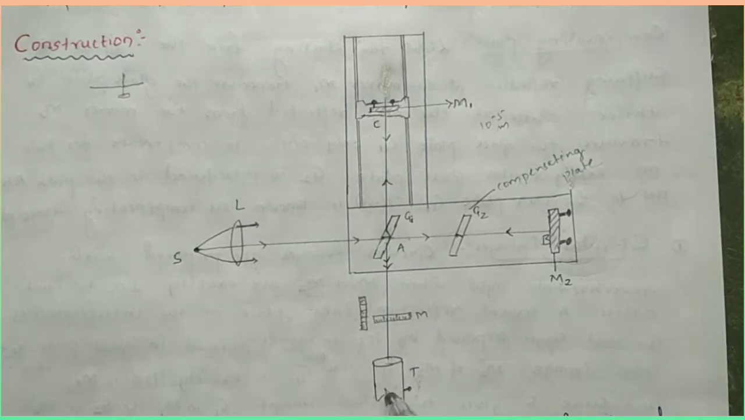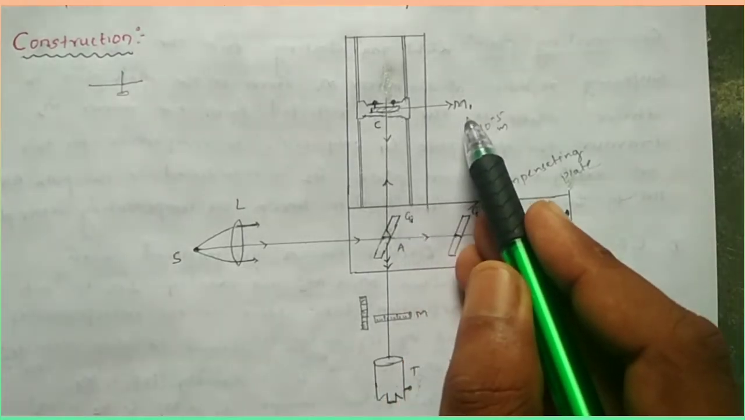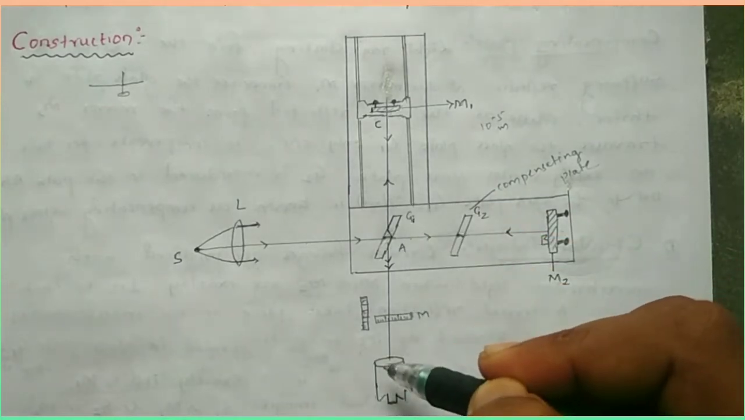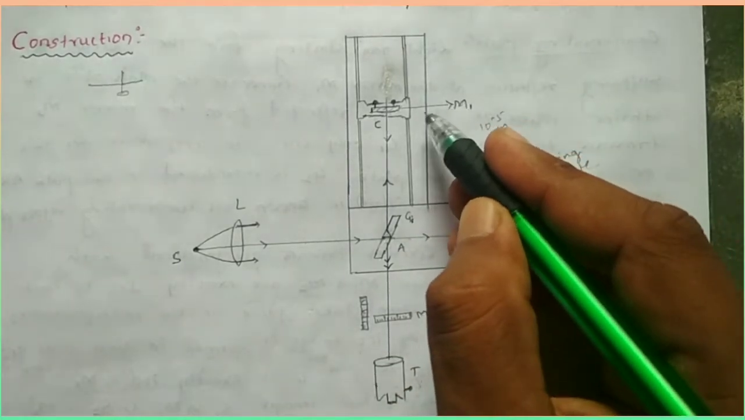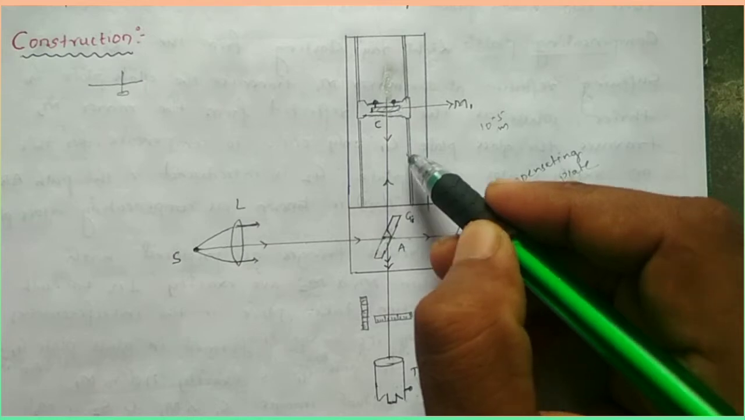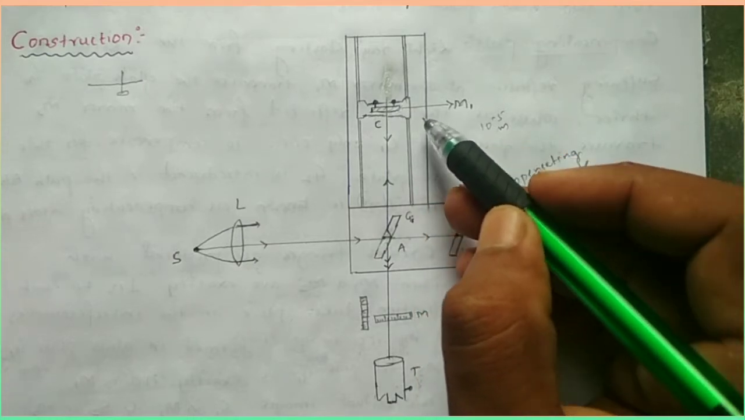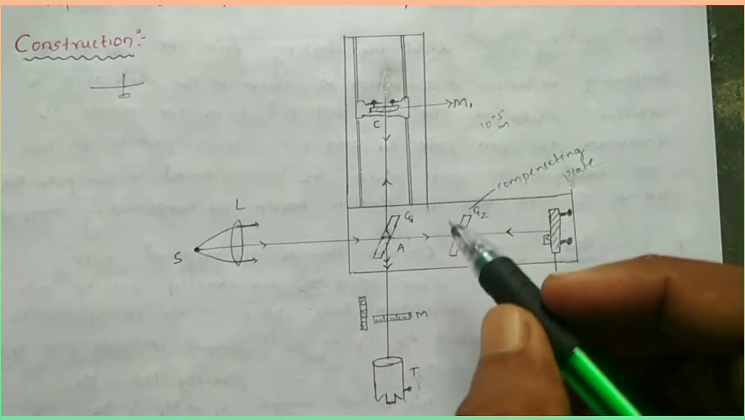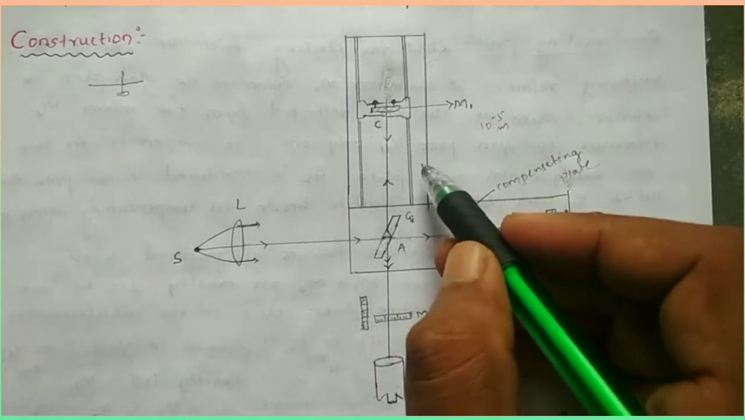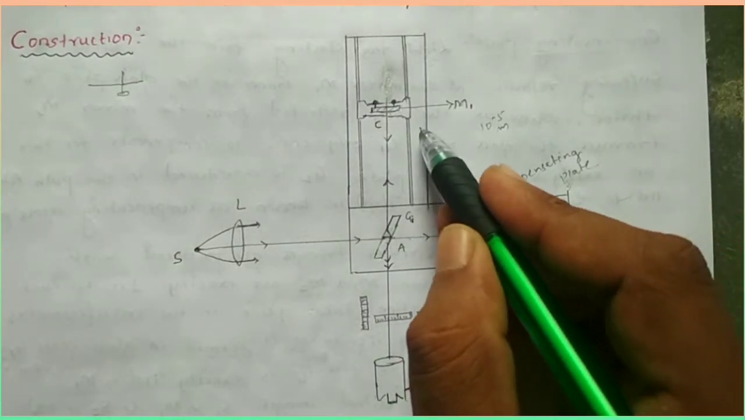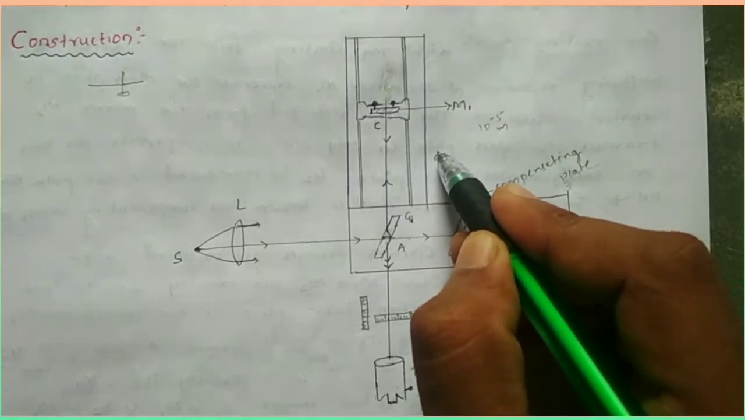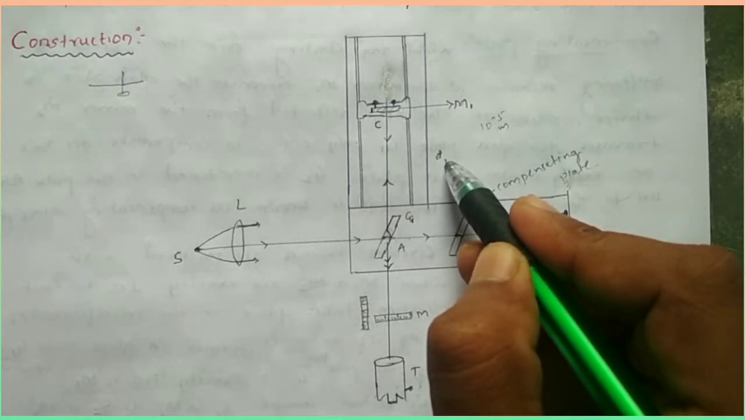Now the position of the mirror M1 is adjusted until particular bright fringes are formed on the telescope. Generally you know that the mirror M1 is fitted on two bars and it is movable. So you have to adjust this mirror M1 to obtain the bright fringes on the telescope. The distance from the plate to the mirror M1, whatever we got, you take it as D.